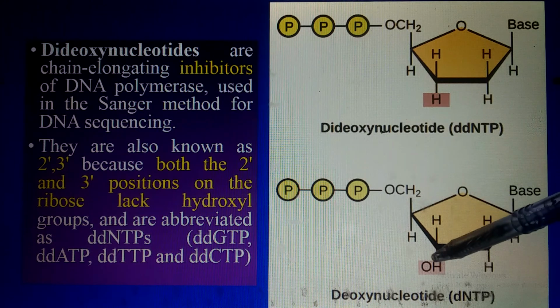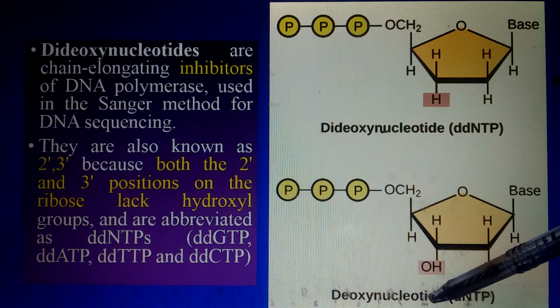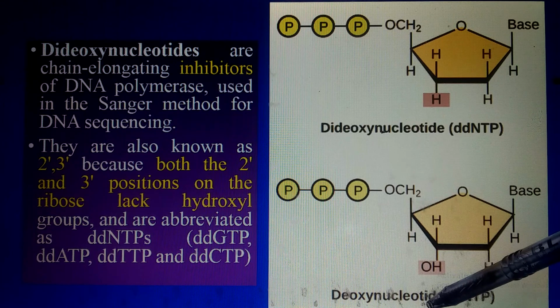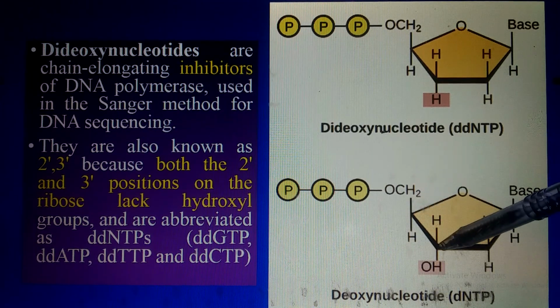So this oxygen atom, which is present at carbon number 3, bonds with the other nucleotide at carbon number 5, and the bond is known as the phosphodiester bond or phosphodiester linkage, which is formed between carbon number 3 of one nucleotide and carbon number 5 of the other nucleotide in the polynucleotide chain or DNA.